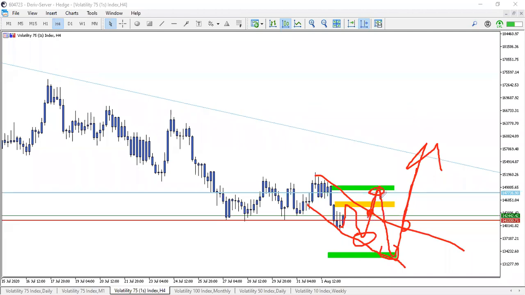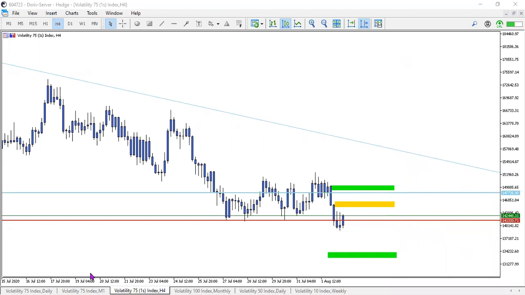So you'll see that false break to test this zone, push down to hit our buy zone, and then we'll see it push to the upside, right? Cool. So I'm just going to move on to our very next chart. Overall bullish bias on 75-1S.